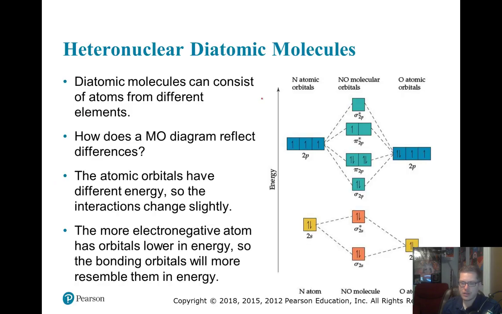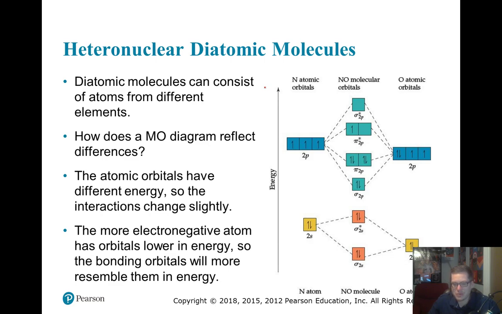Last little thing here, and I just want you to be aware of this. So far, we have purely talked about homonuclear diatomic molecules, meaning the diatomic is only made from the same element. We can make diatomic molecules with tons of different elements stuck together. It doesn't have to be the same thing all the time. So this is where life gets a lot more exciting with these molecular orbital diagrams, and they start to get real funky.